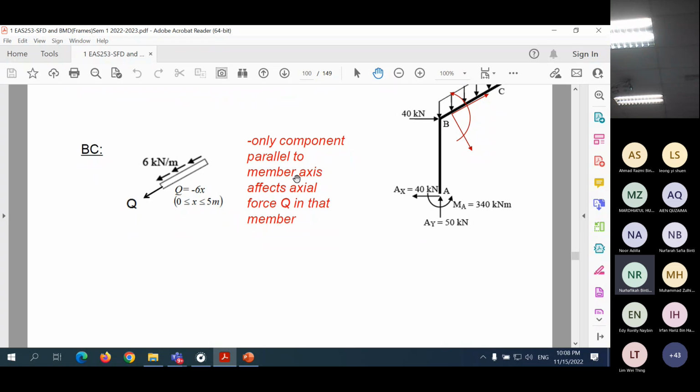Before that, don't forget the axial force. So the axial force now, class. For axial force, you look at the comments in red color there: only the component parallel to the member axis will affect the axial force in that member. So there's only 6 kilonewton per meter. The one parallel to the member axis will affect the Q. The one perpendicular is not shown there, and will not affect it. So from that free body diagram, we get Q equal to -6 multiplied by x. Only that will affect the Q.